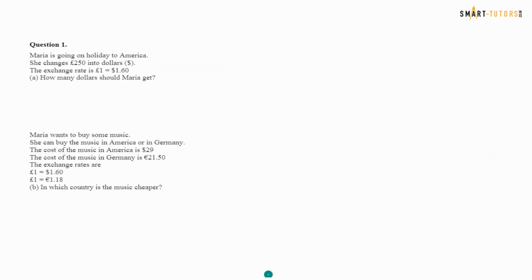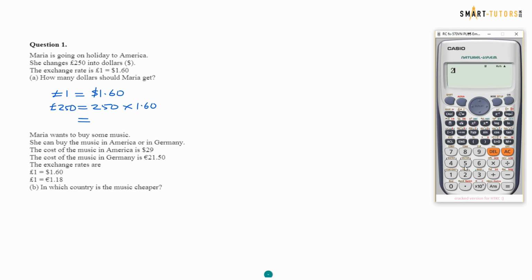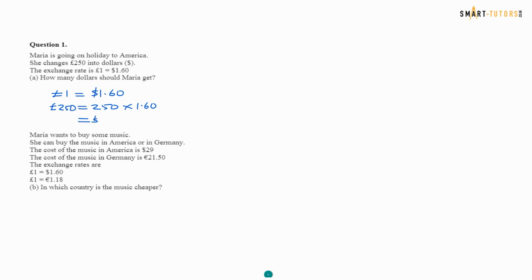Question number 1. Maria is going on holiday to America. She changes 250 pounds into dollars. The exchange rate is given. How many dollars should Maria get? So you need to write 1 pound is $1.60. So for 250 pounds, you need to multiply 250 times 1.60. You take your calculator, it's a calculator paper, so 250 times 1.6. The answer is 400. So write $400. That is the answer for question number 1A.